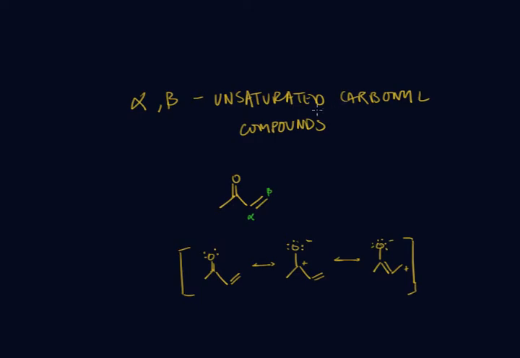So unsaturated carbonyl compounds are compounds that have a carbonyl functional group right here, with the carbon and the oxygen double bond. And then they also have a carbon-carbon double bond that's separated from that carbonyl group by one sigma bond right here. So hopefully you can see all that. This is your carbonyl group. Let me get a different color right here. And then this is your carbon-carbon double bond separated by one sigma bond.